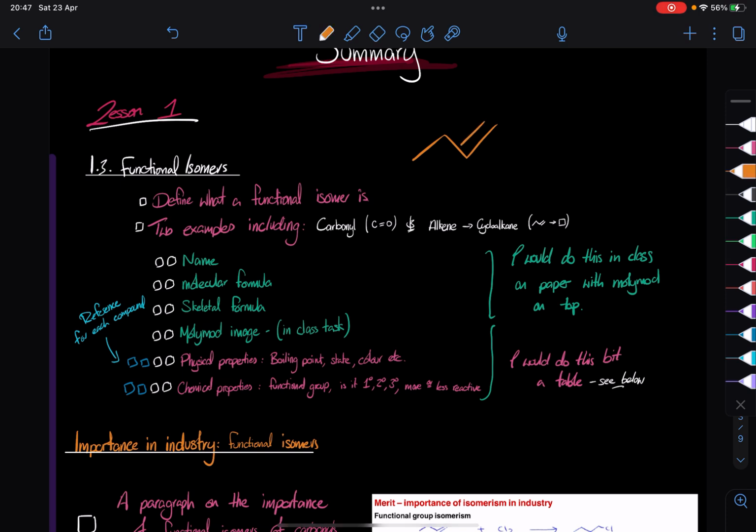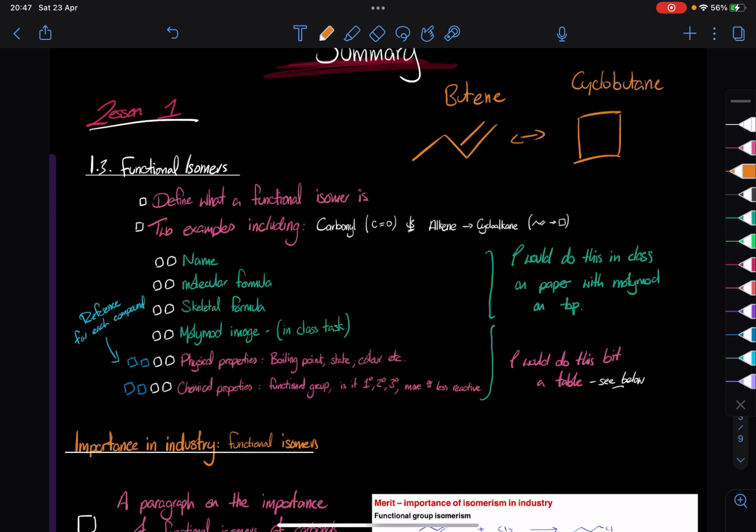And a functional isomer of this is this one. So here I have butene. And the other functional isomer of that is cyclobutane.